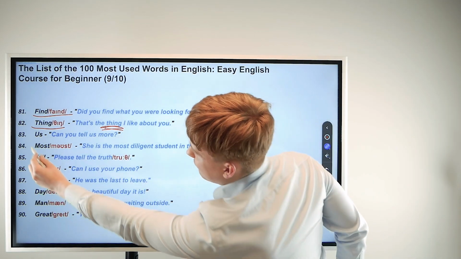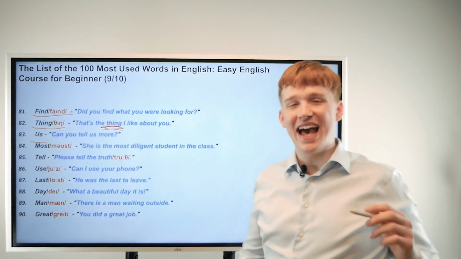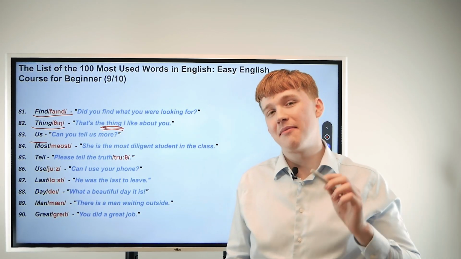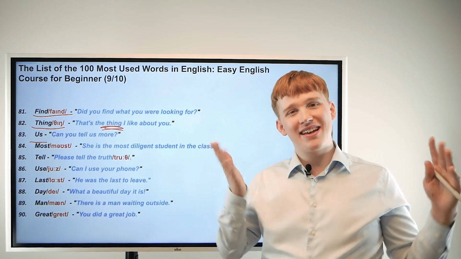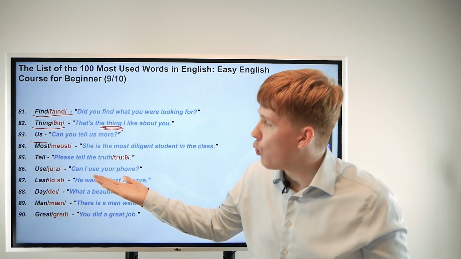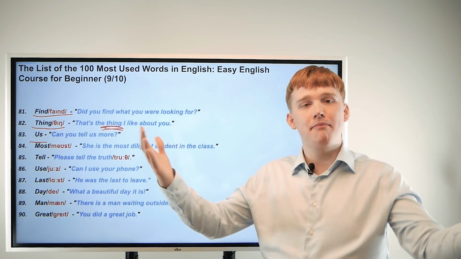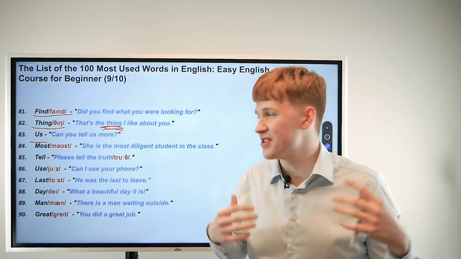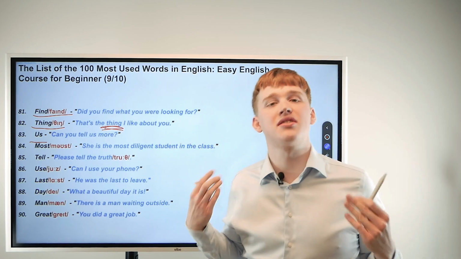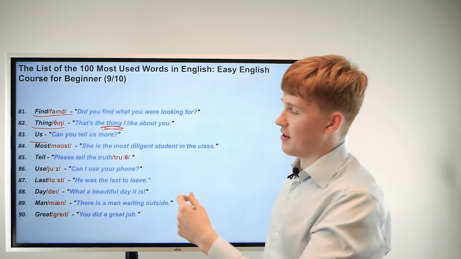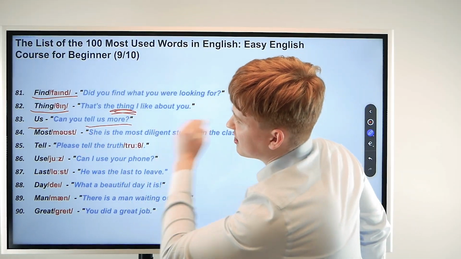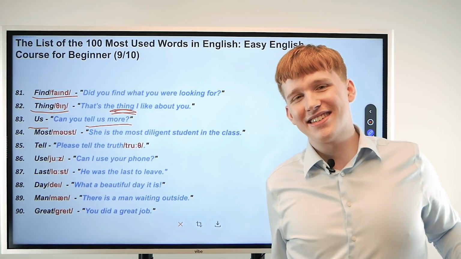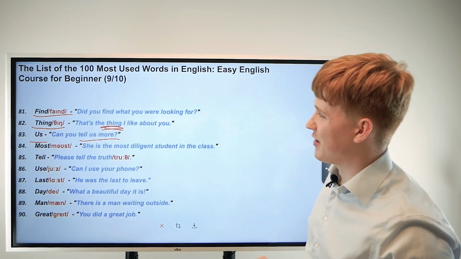Next up, we have us. Can you tell us more? So us is when you're talking about you and other people. It's like we, but instead you're kind of directly talking about yourself. So can you tell us more? That's the thing about us. We like to joke around. So can you tell us? Can you say that? Us? Good job. Very good job.